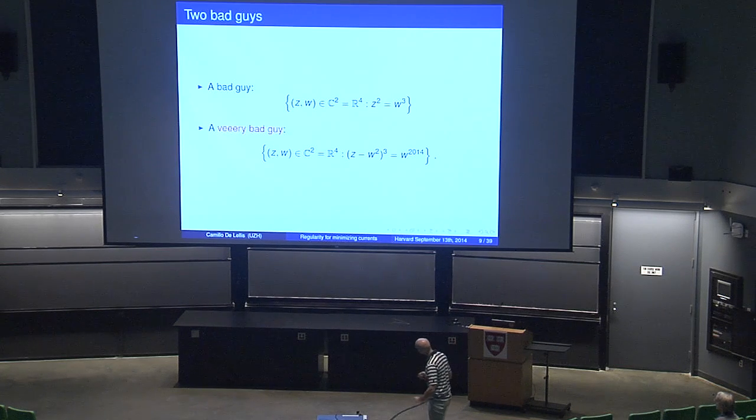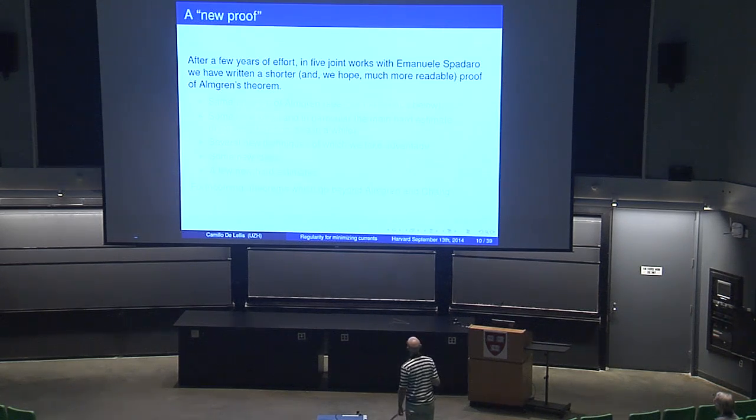But the really bad guy, I will tell you in a moment why it's really bad, is actually something like this. In principle, the singularity is given by, if you remove this w to the power 2, z going into w to the 2014 divided by 3. But remember that we have this w squared over here, which is going to play a huge role in what follows.